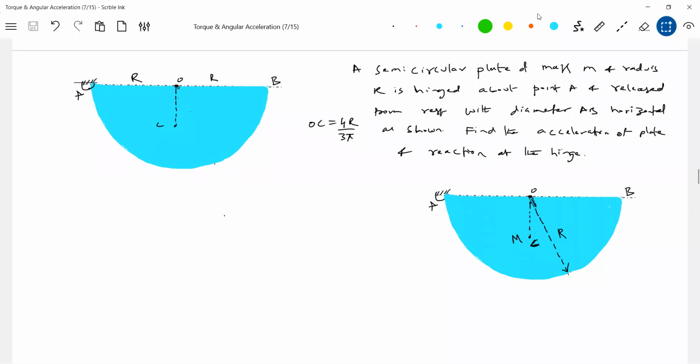Okay, now let me help you. So first, what will happen? The rod, what type of motion will it describe? It is hinged about A, no? So will it describe rotational motion? Yes, it will describe rotational motion. Then what are the forces acting? The weight, and there will be a reaction at the hinge.